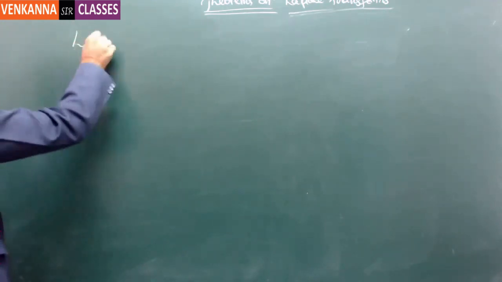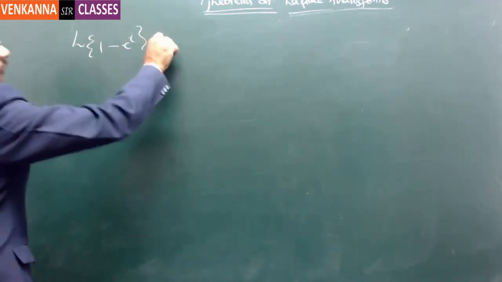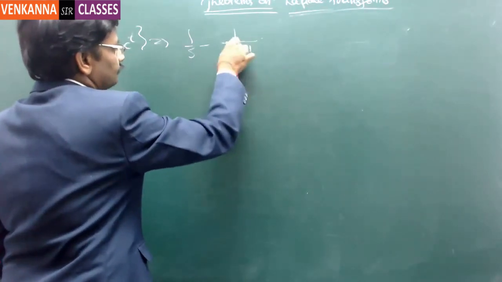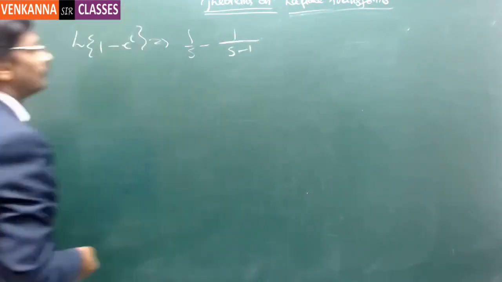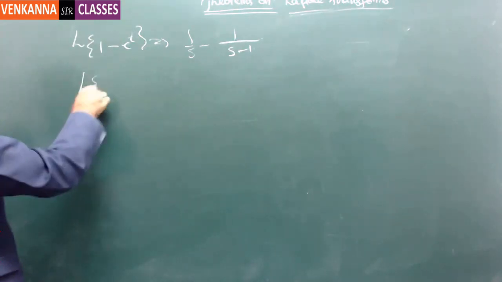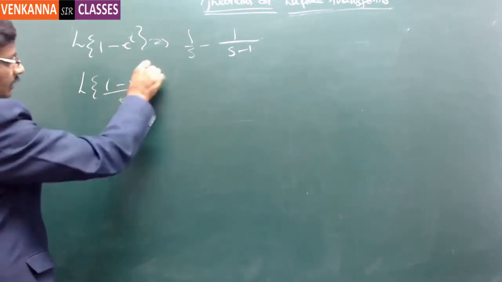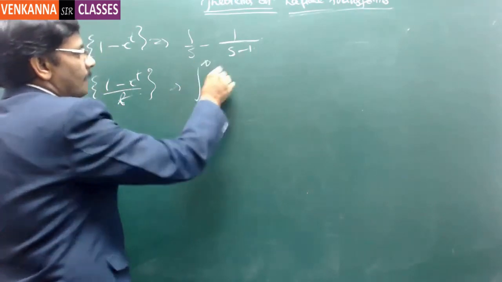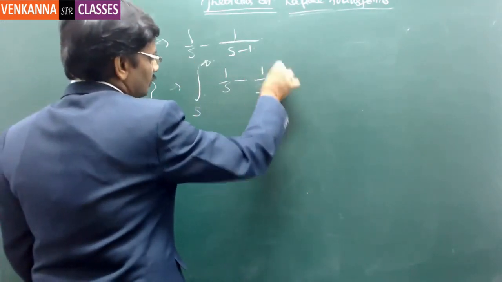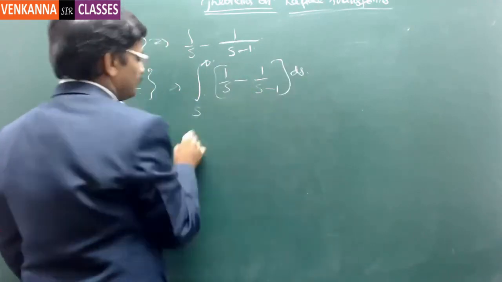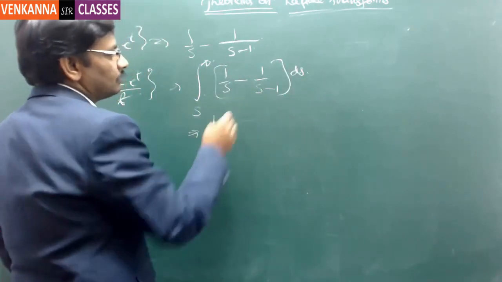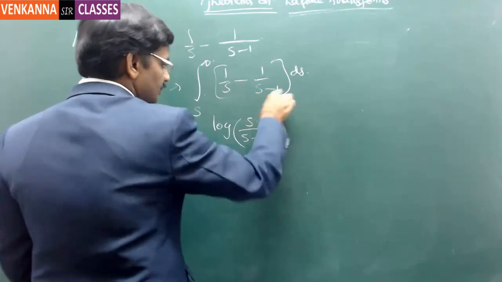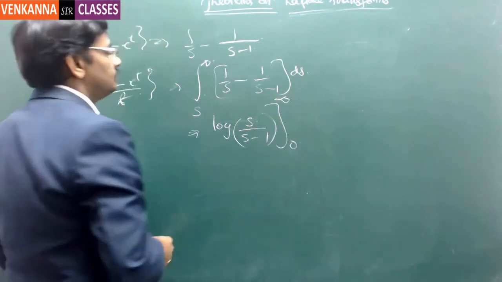The Laplace transform of 1 minus e power t is nothing but 1 by s minus 1 by s plus 1, that is, s minus 1. Then this is the Laplace transform of 1 minus e power t by t. This value you can find by integrating from s to infinity 1 by s minus 1 by s minus 1 ds. This is log of s minus log of s minus 1, which is log of s by s minus 1. Upper limit is infinity, lower limit is s.